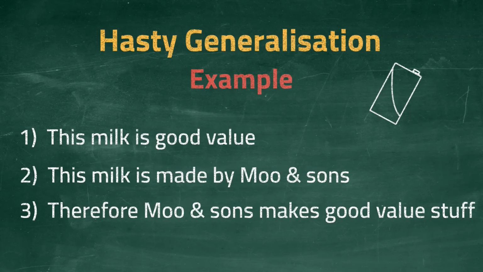They refer to a particular milk. The generalization is in the conclusion, which is fallacious. It is a mistake to claim that everything Moo & Sons makes is good value based only on this one bottle of milk. We do not know that the milk is good value because it is made by Moo & Sons, or indeed that everything they make is good value. Hopefully you can see the appeal of this fallacy to shops and marketing companies.